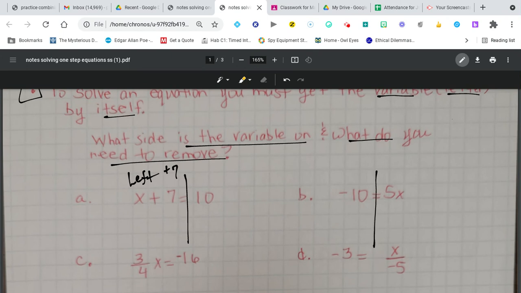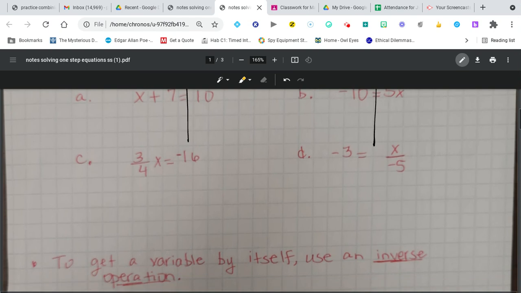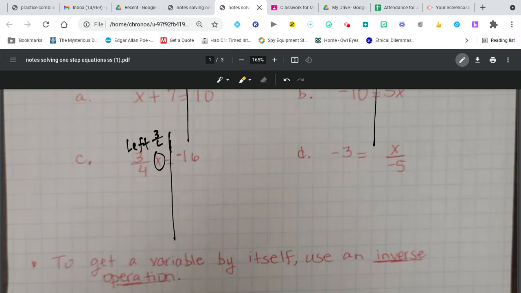In this particular case, draw your line on your equal sign. The variable is on the right side of the line, and the only number I need to remove to get the x by itself is the number 5, okay? On C, if you draw your line here, I can see that the variable x is on the left side of the line, and the number I need to get rid of is 3/4. If you look at D, the variable I want to get by itself is on the right side of this line, and the number I want to get rid of is -5.